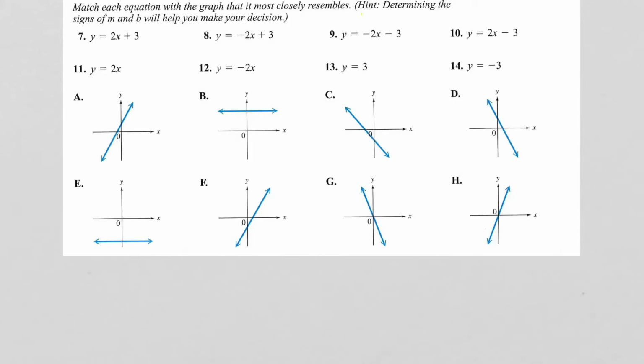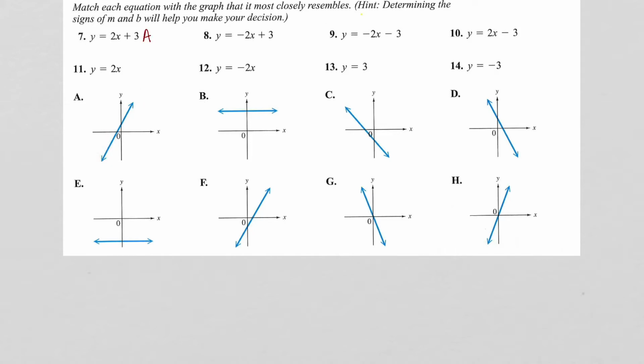Okay, for number 7, we know that the slope is positive, so we know it's going up from left to right. And we know the y-intercept is at positive 3, so this could be positive 3. This could not. The only one that's possible is this one, because we know it's positive 3 and we know it's going up from left to right. So this is choice A.